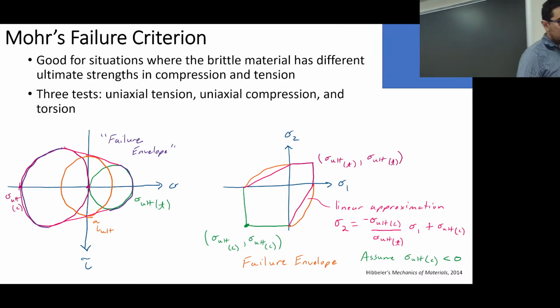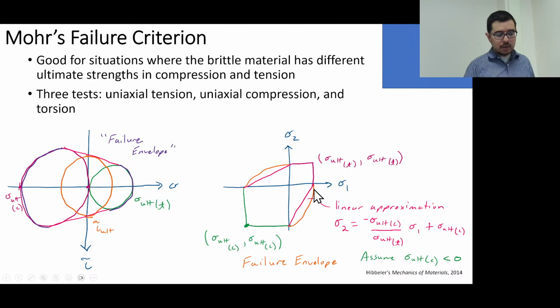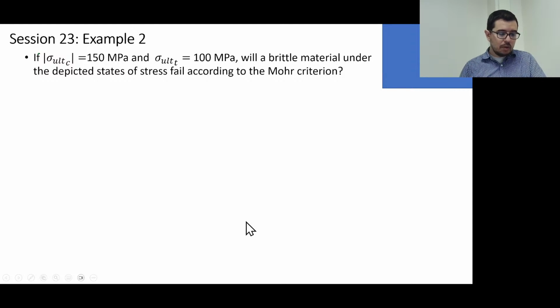So now we can figure out the slope of this line. We can also figure out similarly the slope and the location of this line, where the y-intercept is not negative but positive, at sigma ultimate T. And we can figure out whether or not we are in the envelope. And what's the envelope? Well, the envelope is this region like that.